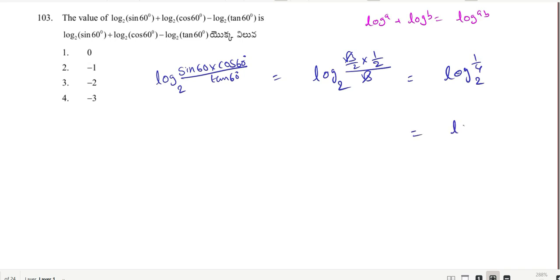This can be written as log 1 by 4 to the base 2. So 1 by 4 can be written as 2 to the power of minus 2, to the base 2. This can be written as minus 2 times log 2 base 2. We know that the value of log A base A is 1. By using this, its value is minus 2. So the third option is the correct answer for this question. Okay, now let us see the next question.